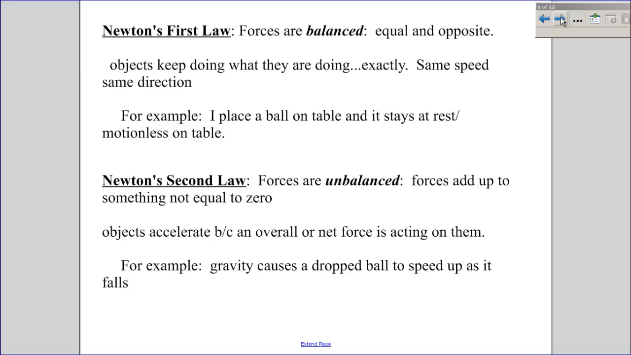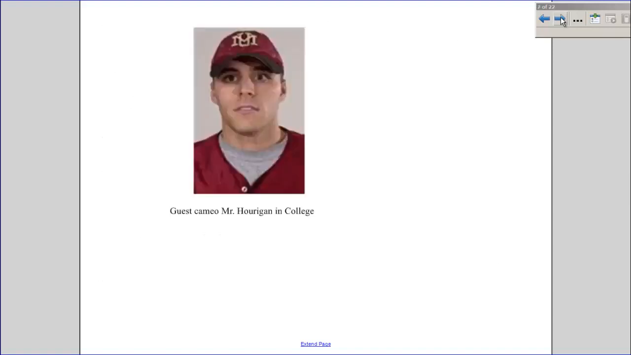Newton's second law deals with forces that are unbalanced, when the forces are not equal and opposite, or there's a net force, something not equal to zero. In that case, the object will accelerate. And again, a classic example is a ball that drops due to gravity, a constant force.